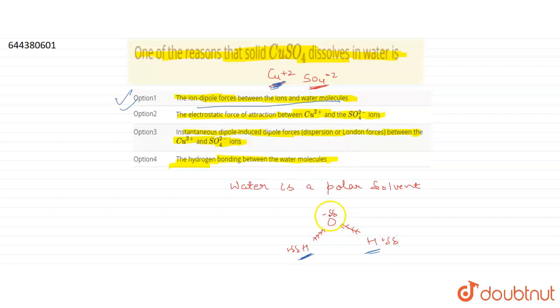Okay, so due to the polarity of this water solvent, there is attraction between Cu+2 and the oxygen atom, which has a partially negative charge, and there is attraction between SO4-2 and the hydrogen atom, which has a partially positive charge. Okay, I hope you understand the solution. So option first is the correct option, guys.